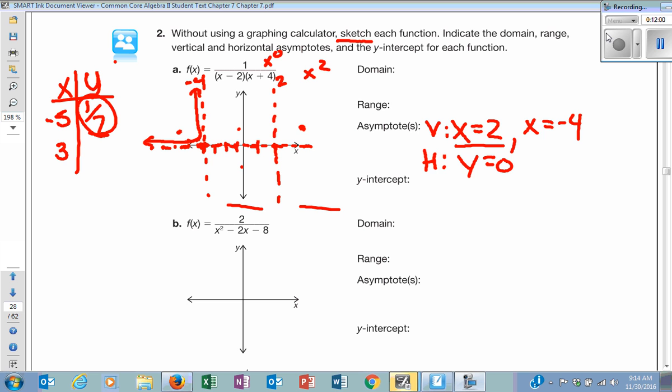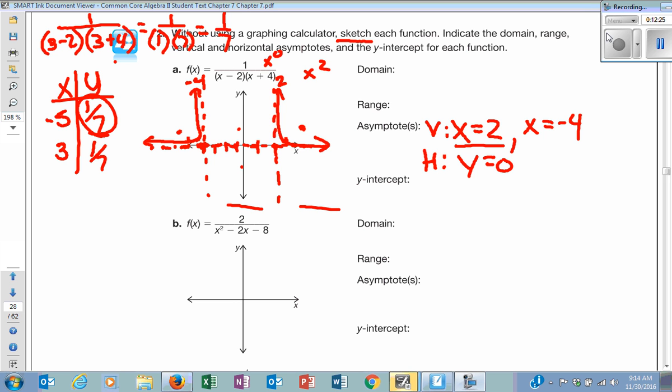Remember, I'm 1 from the asymptote here, I'm 1 from the asymptote here. Those numbers should match up, and I try it. 1 over (3 minus 2)(3 plus 4). This equals 1 over 1 times 7, which equals 1 over 7. That's what I thought should happen. And again, that means that it's right here, and I've got that sketched.